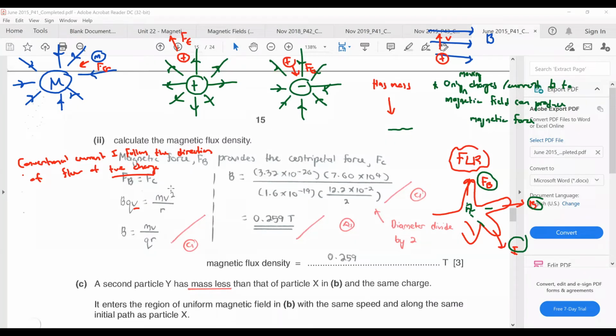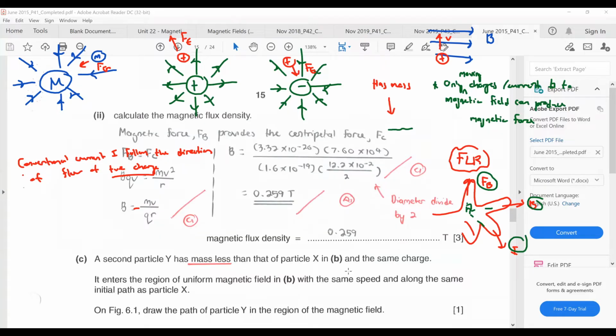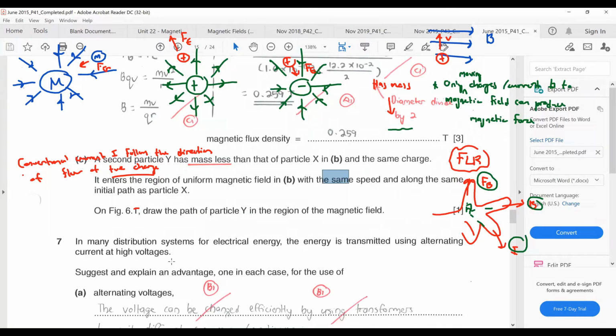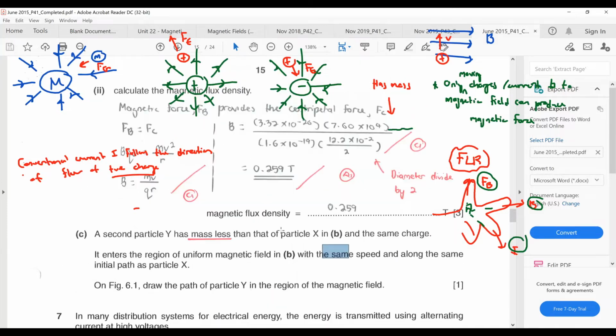Then part C, they tell you you have a second particle Y with a mass that is less than particle X but having the same charge. It enters the region of uniform magnetic field B with the same speed along the same initial path as particle X. Same charge, same speed, same initial path. So they're asking you right now, on the figure, draw the path of particle Y in the region of the magnetic field. Okay, what should be the path of the particle now?